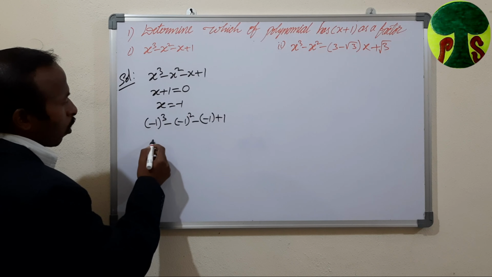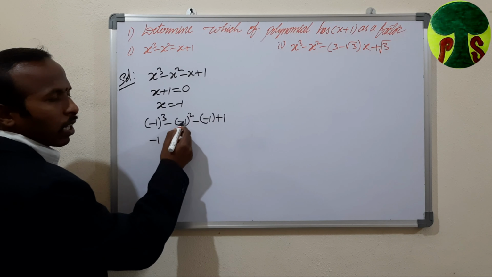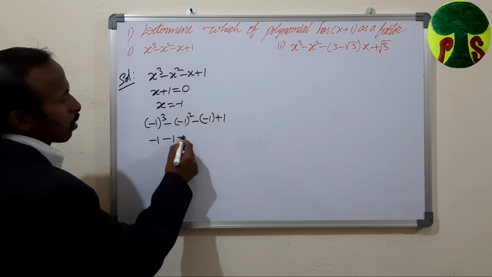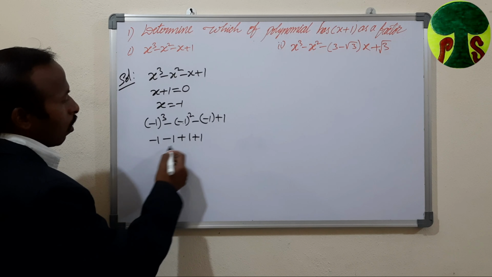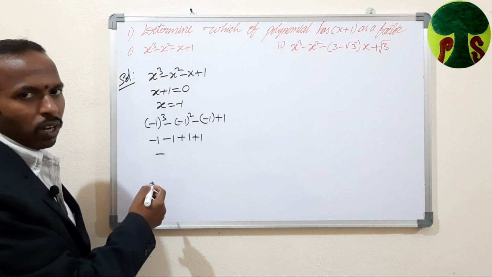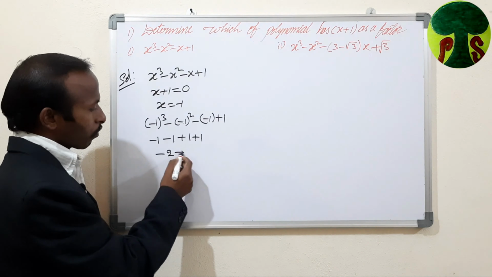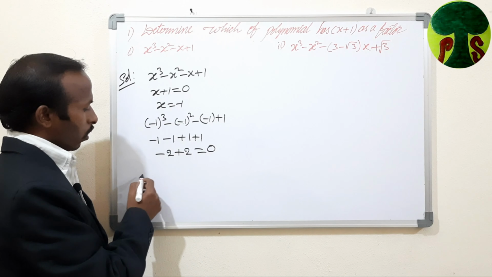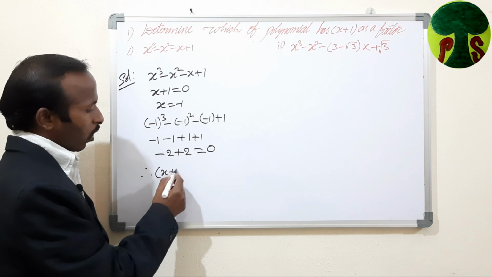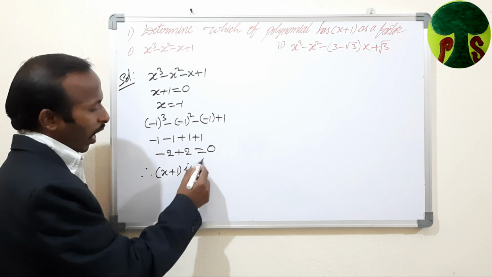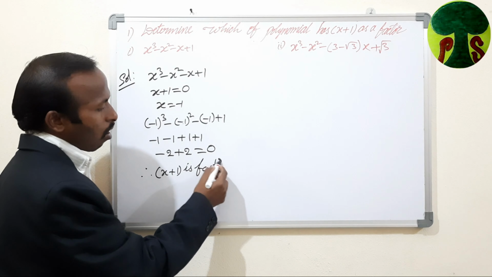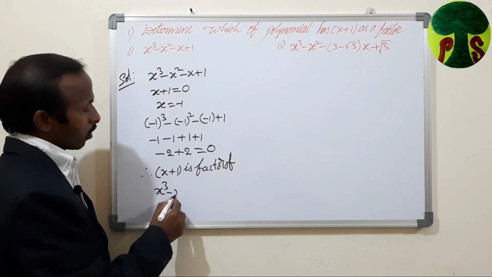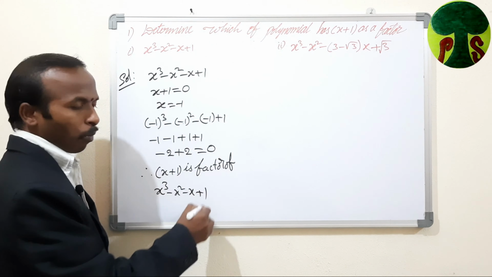Here (minus 1) whole cube is minus 1, (minus 1) whole square is plus 1, and minus into minus is plus, so plus 1 plus 1. Finally, minus 1 minus 1 is minus 2, plus 2 equals 0. Therefore, x plus 1 is a factor of the given polynomial x cube minus x square minus x plus 1.